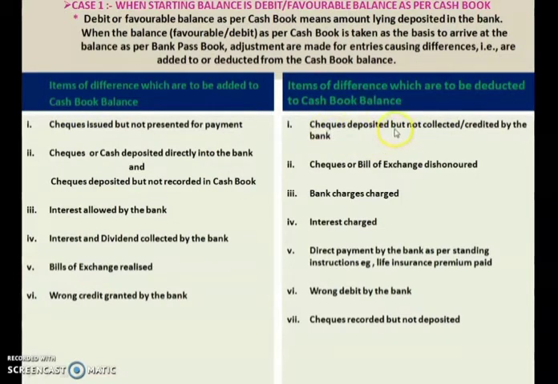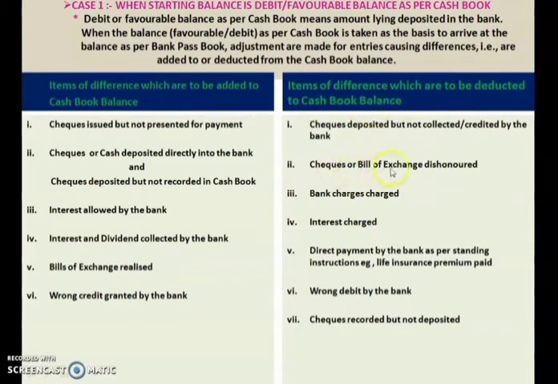Check deposited but not collected or credited by the bank. So checks have been deposited by us, but it is not collected by the bank. When we deposited this check, we made an entry in our cash book bank balance as a deposit, but the same was not done by the passbook. So that difference you have to show as a deduction from the cash book balance.